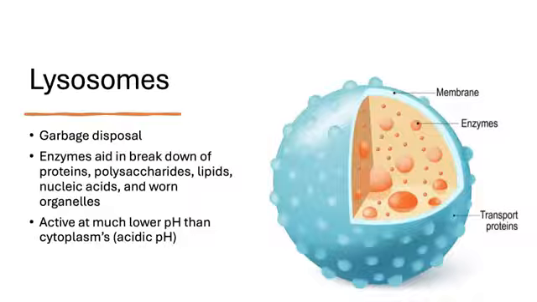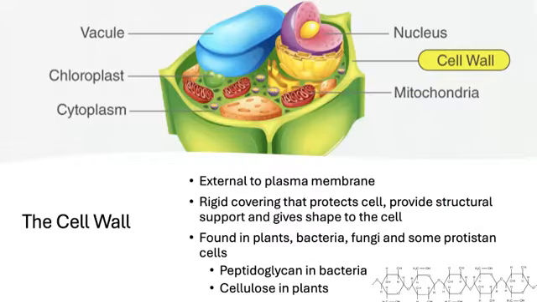Now let's talk about the cell wall of a plant cell. This is going to be external to the plasma membrane, and it serves as more of a rigid covering that's going to protect the cell, and it helps give structural support and shape to the cell. Now we'll find these in plants. We mentioned that we'll also find it in bacteria and fungi and some protist cells.